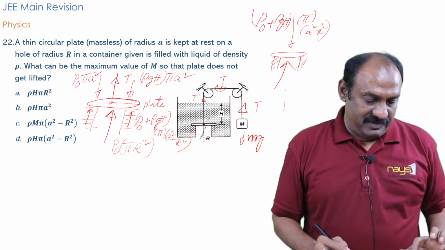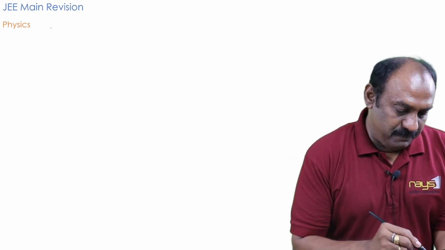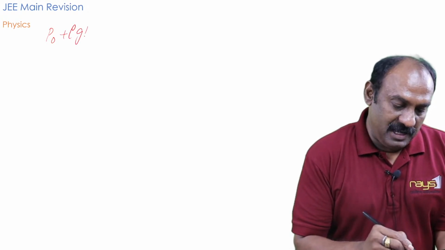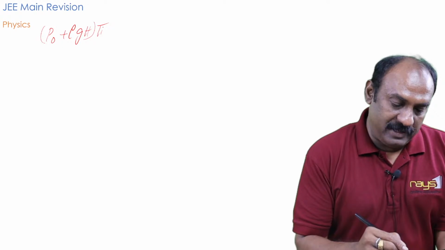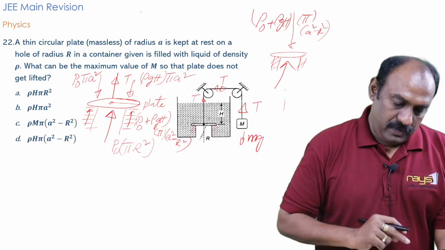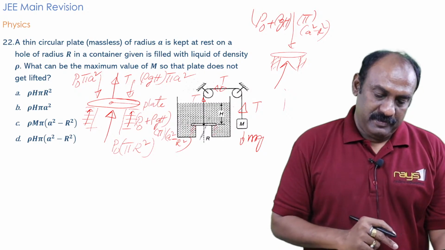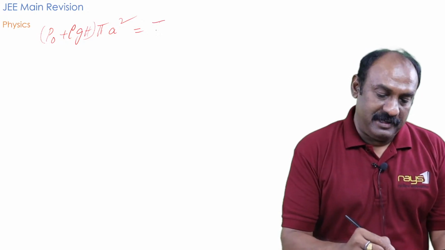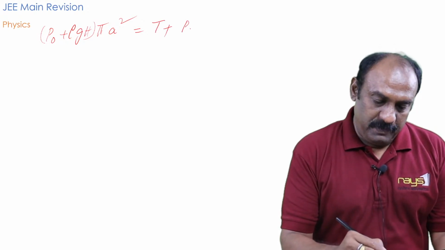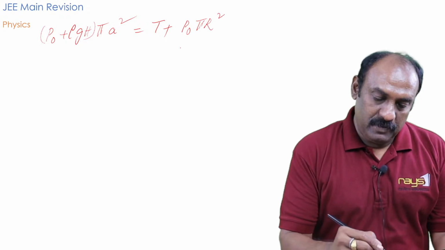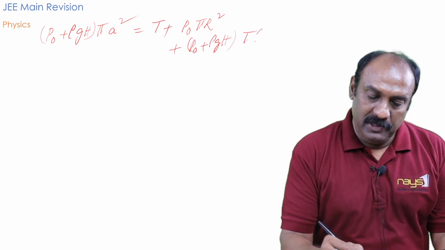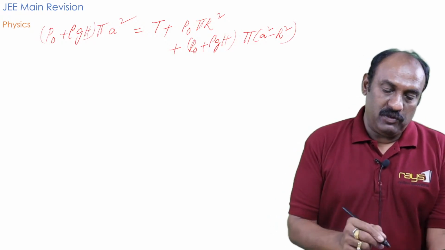Now we balance the equation. In the downward direction, P naught plus rho g h into pi a square, and no other force downward, is equal to the upward direction: T plus P naught into pi r square plus P naught plus rho g h into pi into a square minus r square. So from this we want the tension.